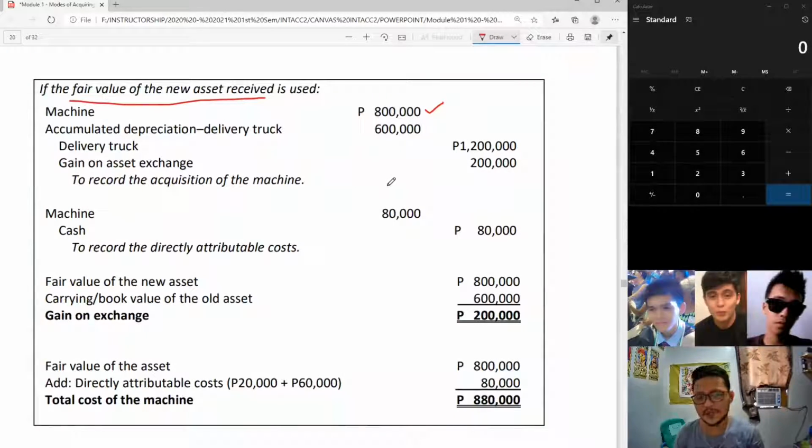The same details would be observed. Credit the delivery truck original cost and debit its accumulated depreciation. The gain on exchange is computed as follows. And do not forget that we also have directly attributable cost. That would total us to the asset cost of 880,000. This is assuming that there is no fair value for the asset given.